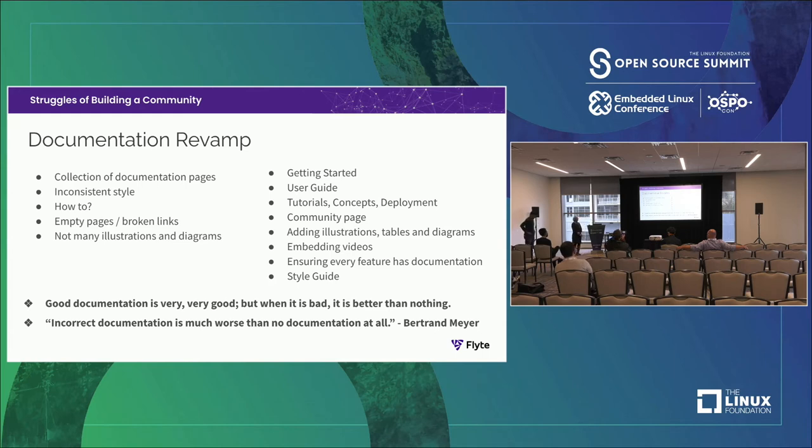Okay, so with our documentation, something needed to be done. Initially, our docs were a collection of pages that had been written by anybody and everybody who had the time to sit down and write something. The style was inconsistent, there were a lot of errors, empty pages, broken links, and not too many illustrations or diagrams to brighten up the pages. Troubleshooting was basically a how-to page with links to several of the other pages.